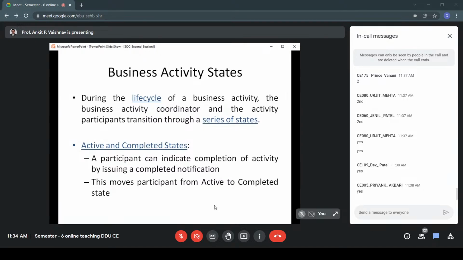Whenever you are having business activities, there is one more concept that gets added, called the state of the service, right? We have seen state transition diagrams in UML, right? So this is a similar concept. At every point of time, the service can be in a different state. While a service is an active participant, its state is known as the active state, right?